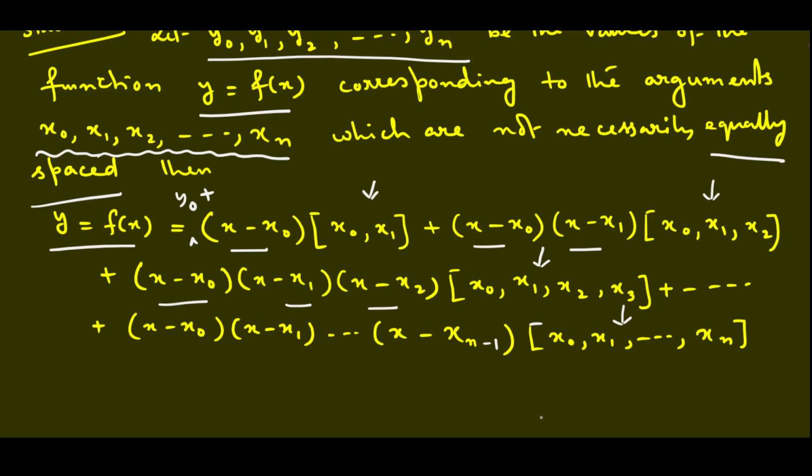So initially, when you look at the formula, just like Lagrange, it looks a little bit big, but if you remember it technically, then it's very simple. First term is y naught, then one factor x minus x naught, then first divided difference. Two factors, second divided difference, and in all the divided differences, it will start from x naught. All the first terms are x naught.